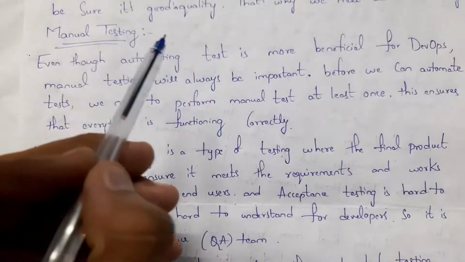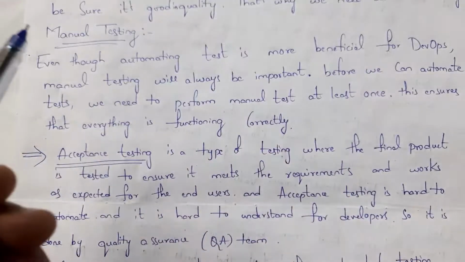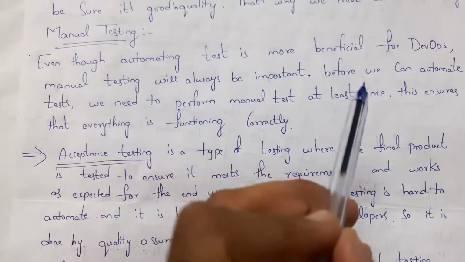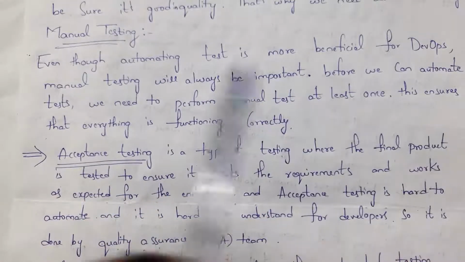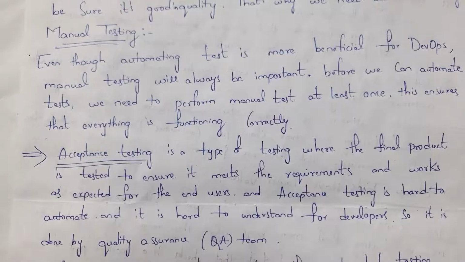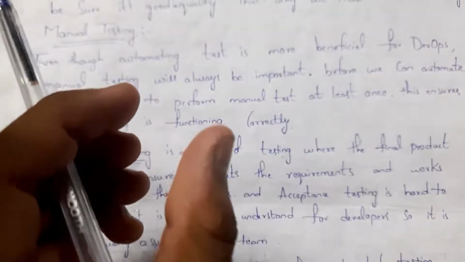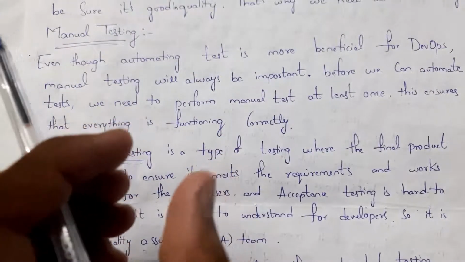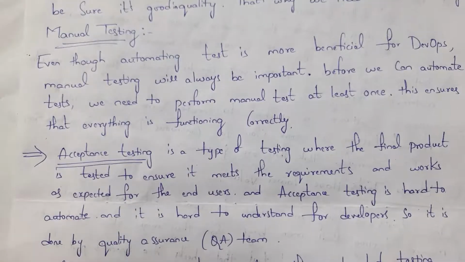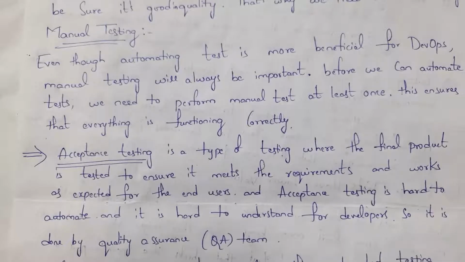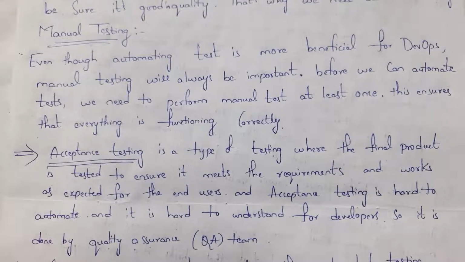Even though automation testing is more beneficial for DevOps, manual testing is also important. Before we can automate a test, we need to perform a manual test at least once. This ensures everything is functioning correctly. Normally, whenever you develop software, at first we need to perform manual testing. If manual testing is working well, then we go for automation testing. So even though automation testing is useful, manual testing is also very important.